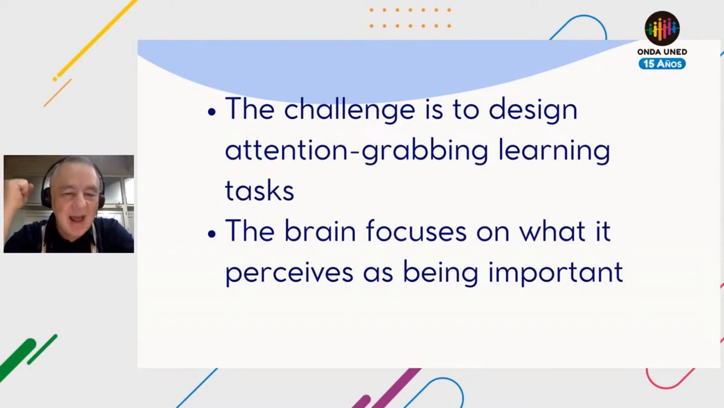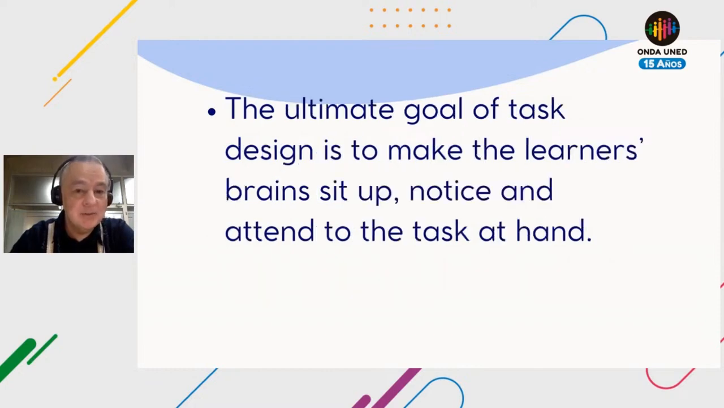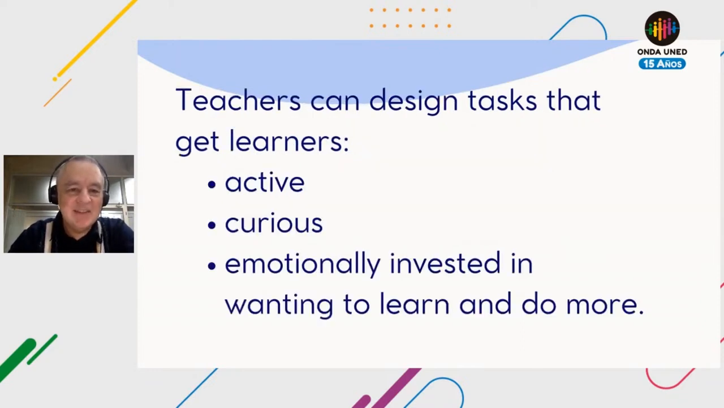Okay, so how do we grab the students' attention? Because there are many competing things, right, in the world. And this doesn't necessarily mean that you're going to need to design very complicated things. Sometimes very simple things are attention grabbing. And we want attention because, of course, the brain focuses on what it perceives as being important. So the ultimate goal of task design is to make the learner's brains sit up, notice, and attend to the task at hand. Okay? So that's the idea. And we can design tasks that get learners active, curious, and emotionally invested in wanting to learn and do more.